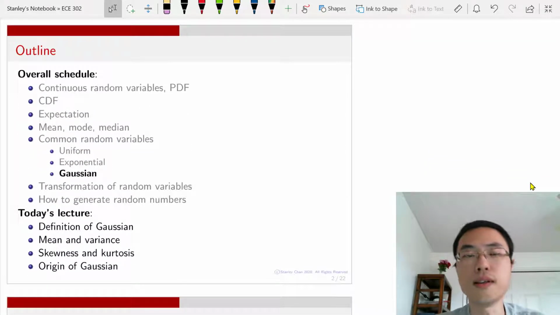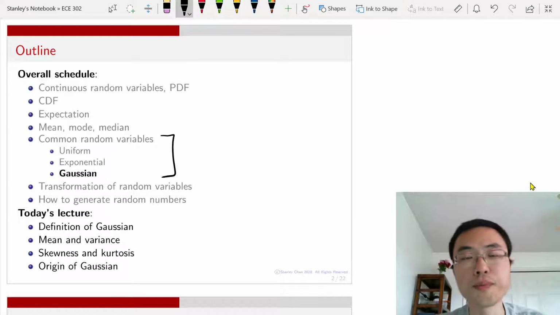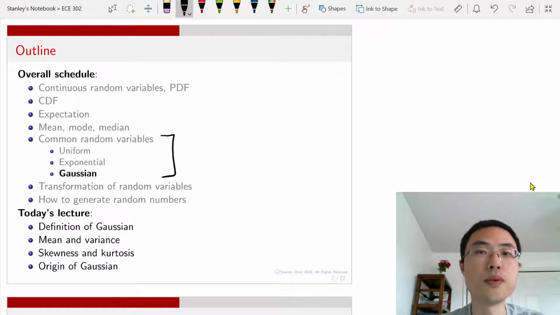As you can see in this outline, we're now in the third section of the discussion of common random variables. We're going to learn the Gaussian random variable, or sometimes people call it the normal random variable. The Gaussian random variable is the most important random variable in our course, as well as in many engineering as well as scientific problems.